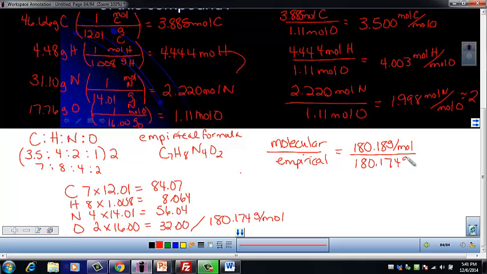180.174 grams per mole is our empirical formula. And so if you do that, obviously your ratio is 1. You can have the same molecular formula as you do empirical formula. And you could just write me a note up here and say this is also the molecular formula, or you can circle this and say this is my molecular formula.